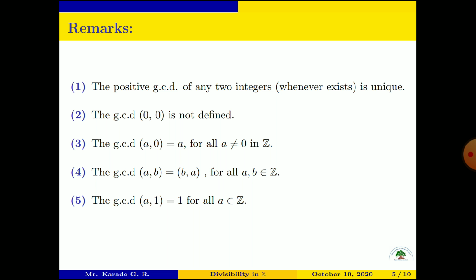The GCD of a comma 1 is always equal to 1 for all a belongs to Z. For example, GCD of 8 with 1 is 1. GCD of 100 with 1 is 1. So for any integer a, the GCD of a with 1 is 1 for all a belongs to Z.